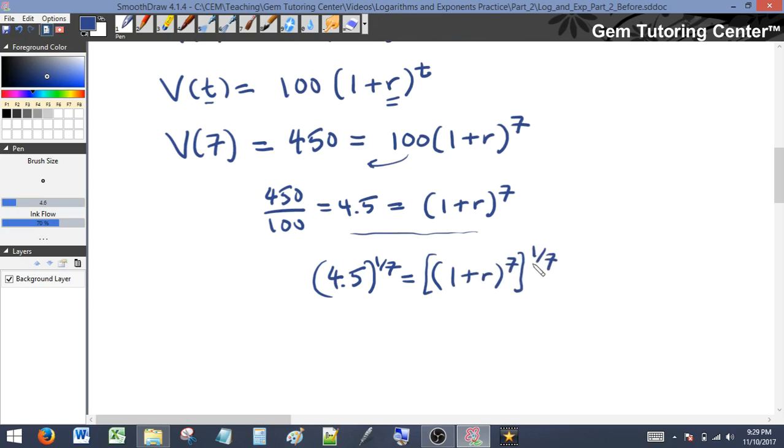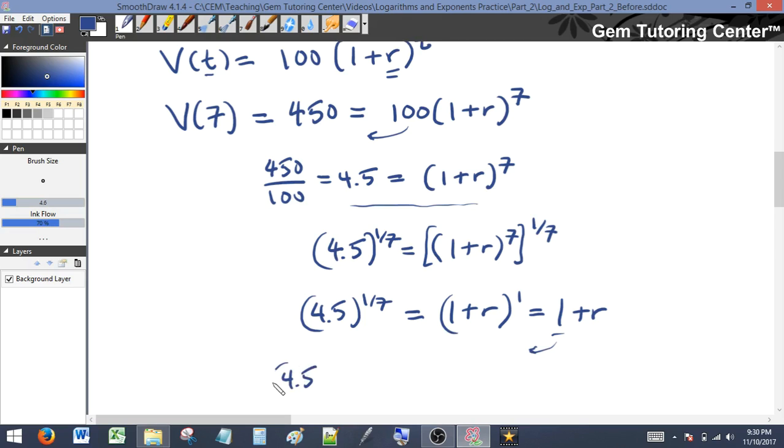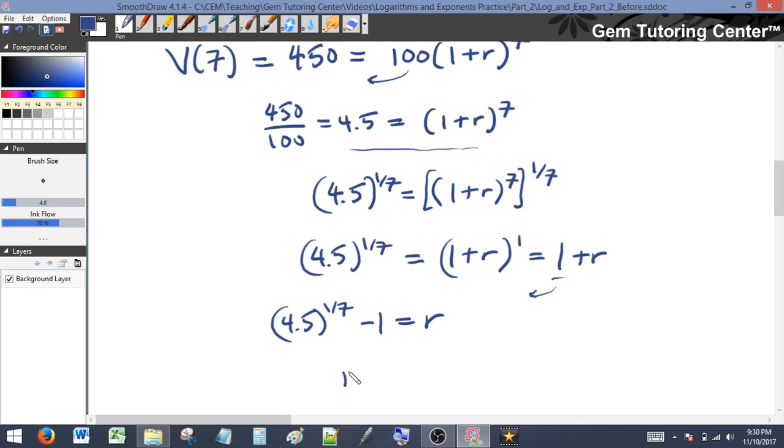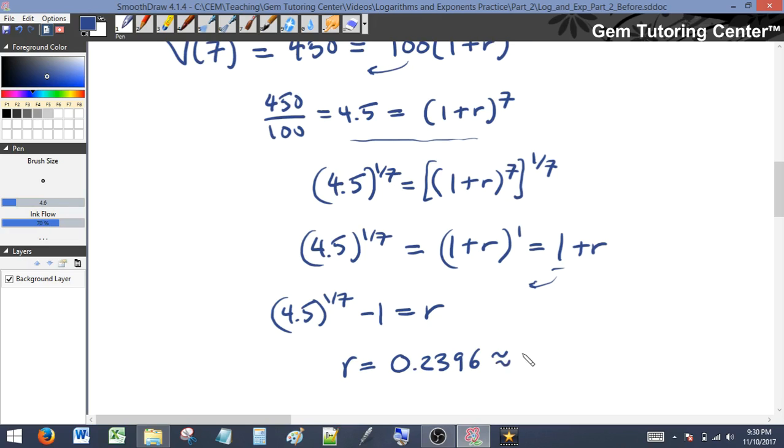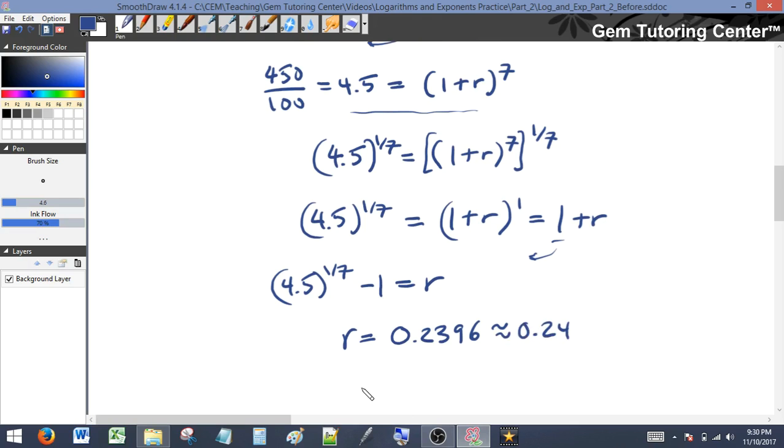The reason why we do this is because we want to get rid of the exponent above the 1 plus r. So 4.5 to the 1/7 equals 1 plus r to the 1, because 1/7 times 7 is 1. That's equal to 1 plus r. Now let's move this 1 to the other side. We get 4.5 to the 1/7 minus 1 equals r. It turns out that r is equal to 0.2396, which is about 0.24. So r is approximately 24%.